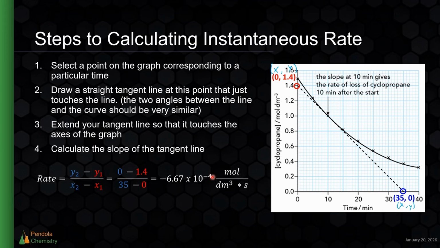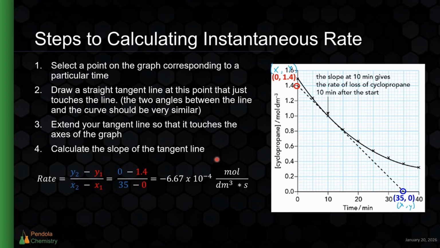Again, this is always going to be the units for rate. These units don't change. So this is the rate. This is the instantaneous slope, the instantaneous rate at this one particular point at 10 minutes. That means that at that one particular point at 10 minutes, the concentration of cyclopropane was changing by 6.67 times 10 to the negative 4 moles per cubic decimeter for every second the reaction was allowed to proceed.